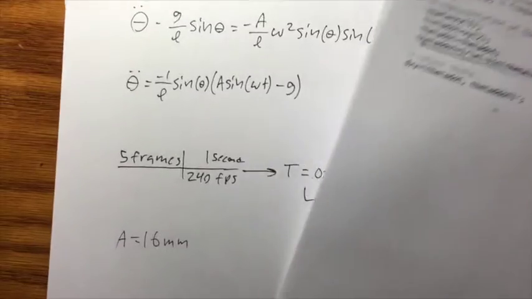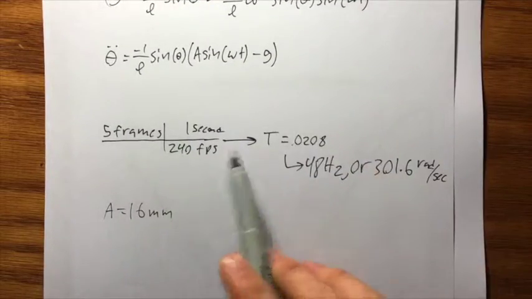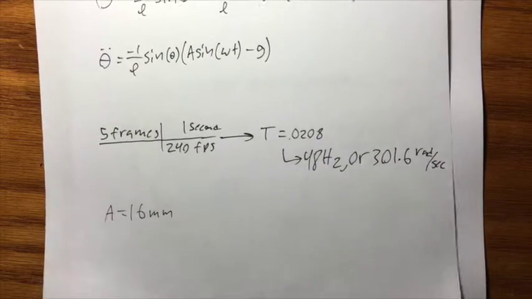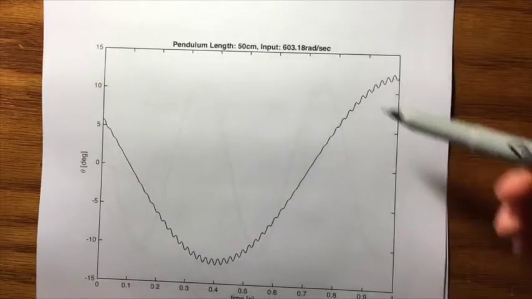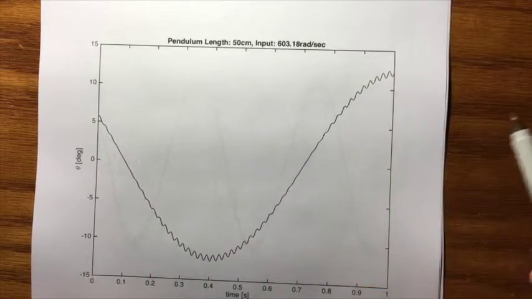In order to model our system correctly, we actually did take the frames that it took to do one oscillation. We were able to find that it's running at about 48 hertz. And we also measured the amplitude of the reciprocating saw. At about half a meter, you can see it's fairly stable, with fairly slow oscillations.